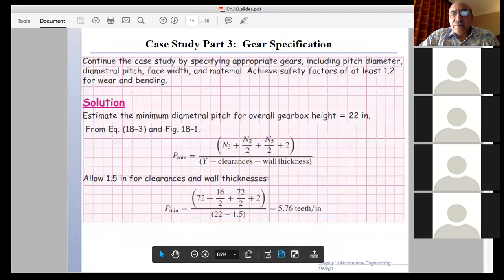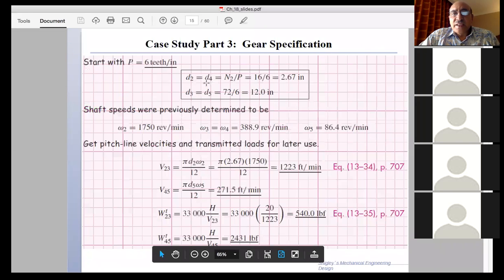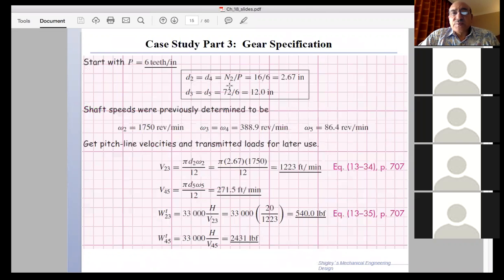And once we have the pitch determined, then the diameters of the gears are determined, because the diameter is the number of teeth divided by the pitch. So N/P for each one gives us the diameters of gear 2 and 4 to be 2.67, and 3 and 5 would be 12 inches. And once the diameters are determined, then we can proceed to determine forces.